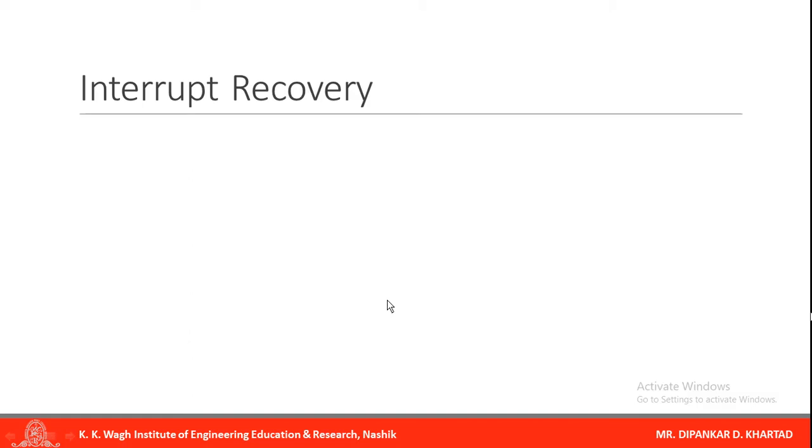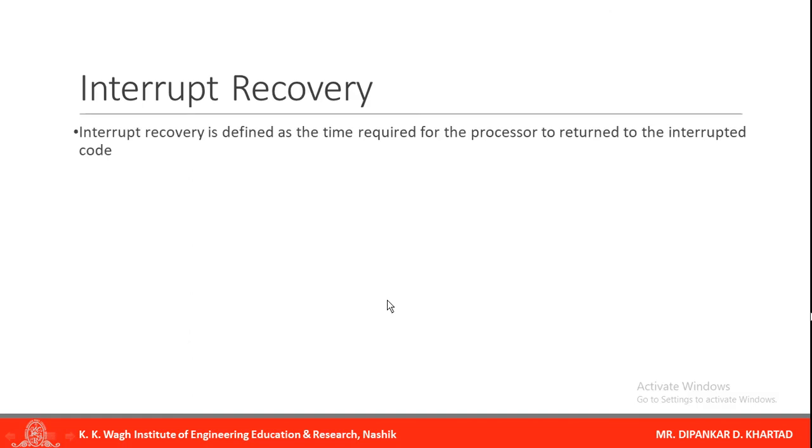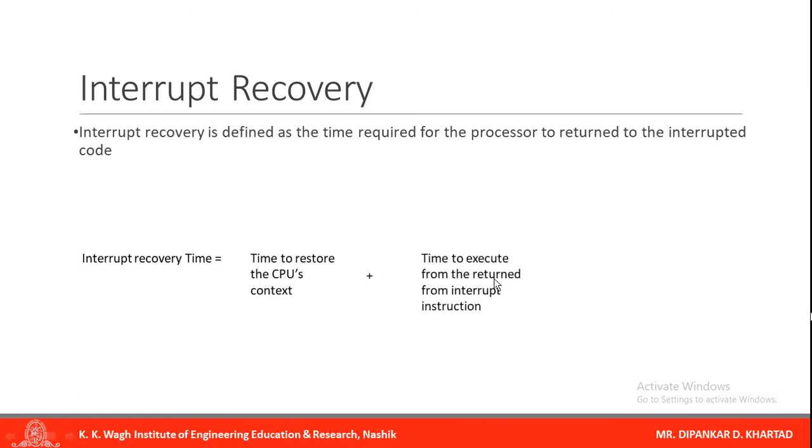Next is interrupt recovery. Interrupt recovery is defined as the time required for the processor to return to the interrupted code. So interrupt recovery time equals the time to restore the CPU context plus the time to execute the return from interrupt instruction.